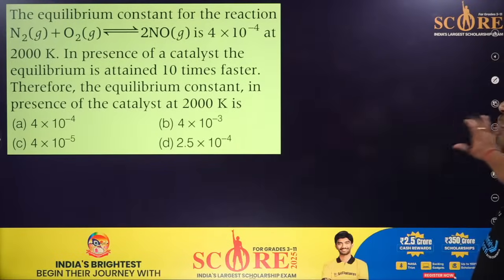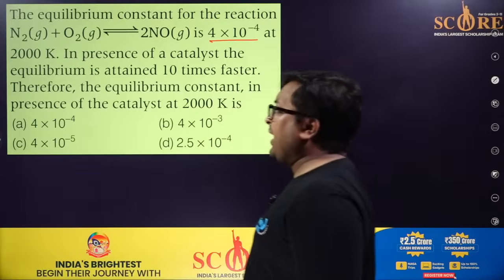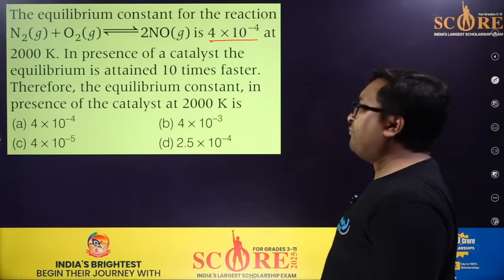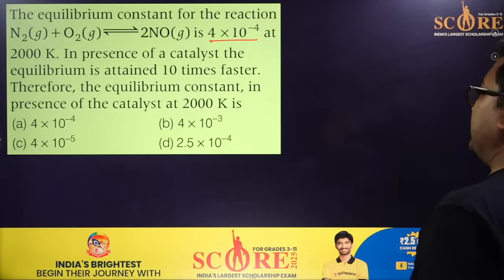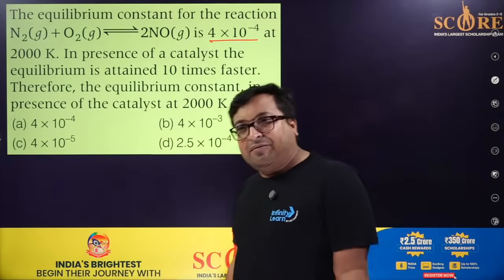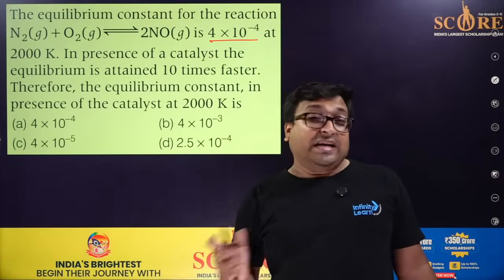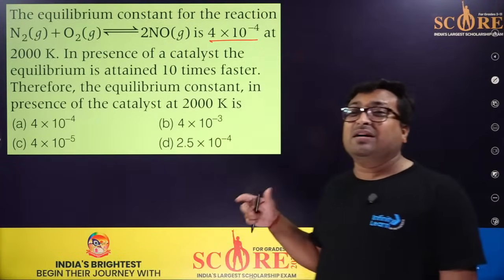This is a very interesting question. This is the reaction and the equilibrium constant is given at 2000 Kelvin. In the presence of a catalyst, the equilibrium is attained 10 times faster. Therefore, what will the equilibrium constant be in the presence of the catalyst? My dear friends, catalysts do not alter the equilibrium. They only alter the time.